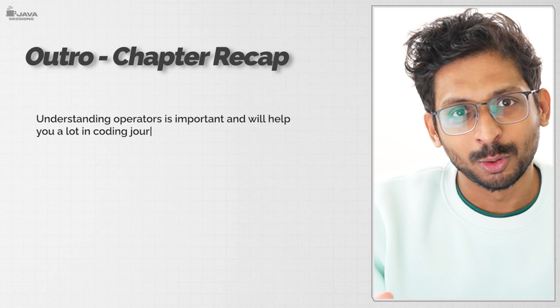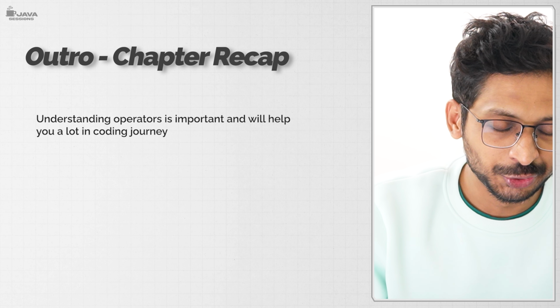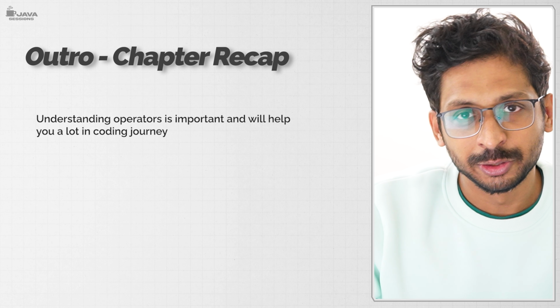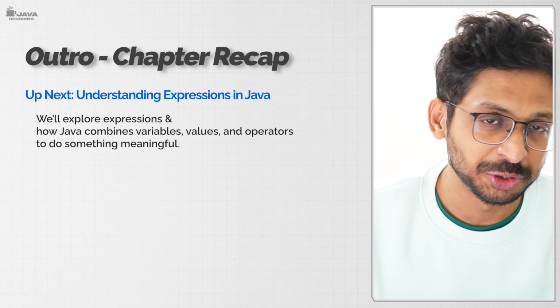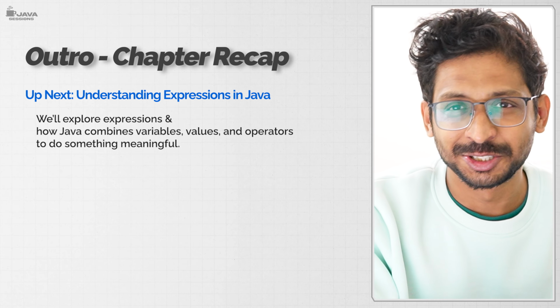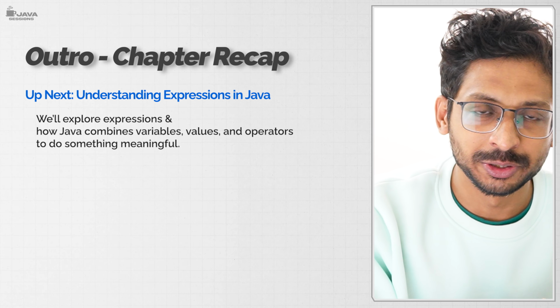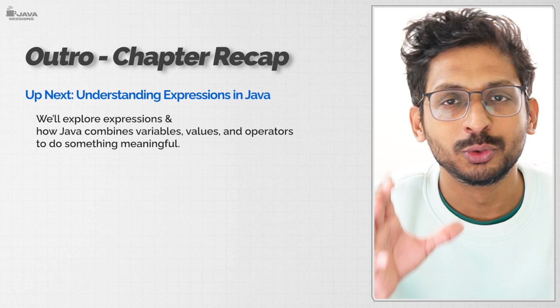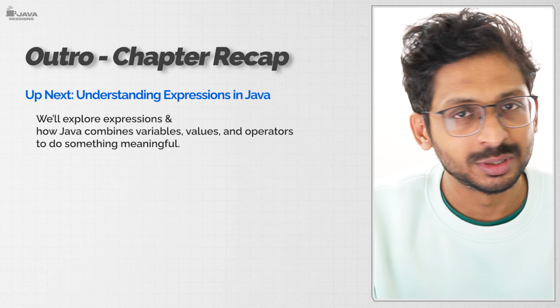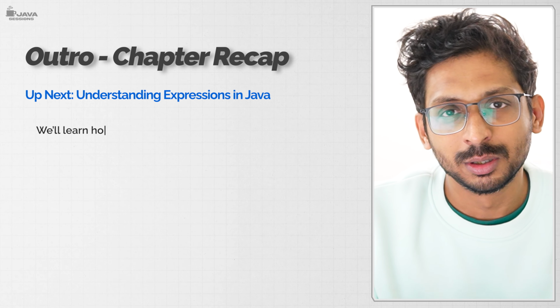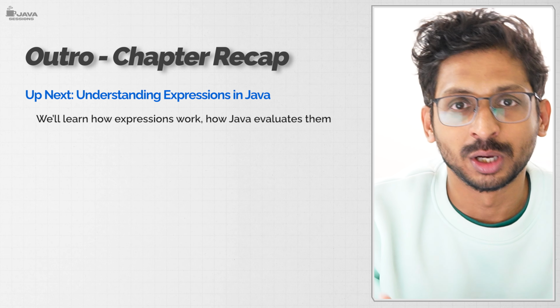Understanding when and how to use operators is very essential, and it is going to help you a lot in your programming journey. In the next chapter, we will be exploring the concept of expressions, which you could consider an extension of this current chapter on operators. Expressions are basically how Java combines variables and operators together to give out a certain result and do something meaningful. We'll learn how expressions work and how Java evaluates them.